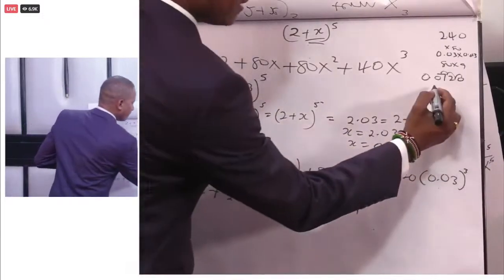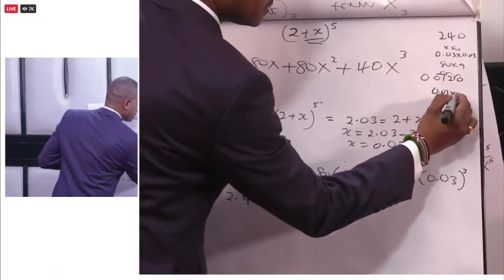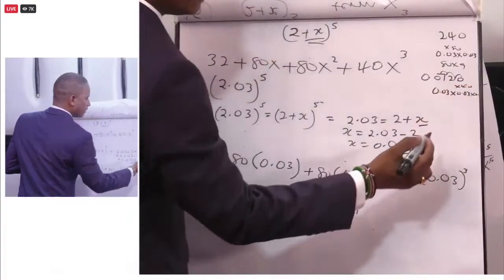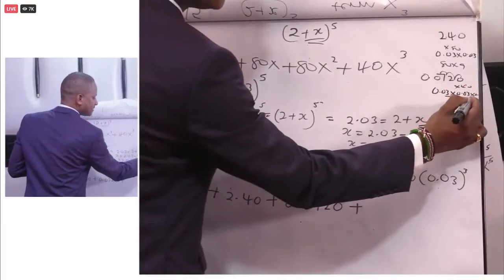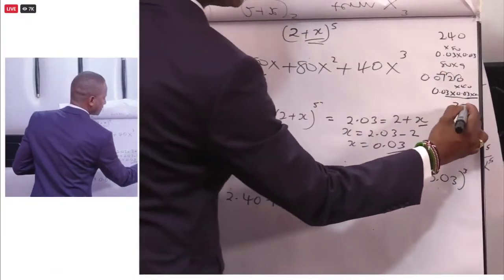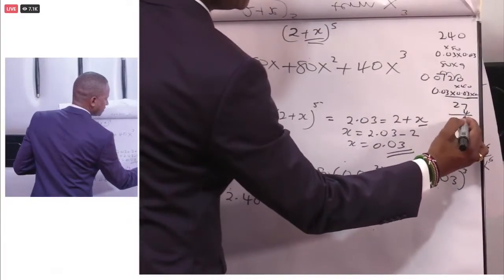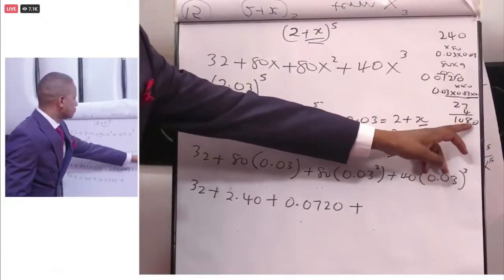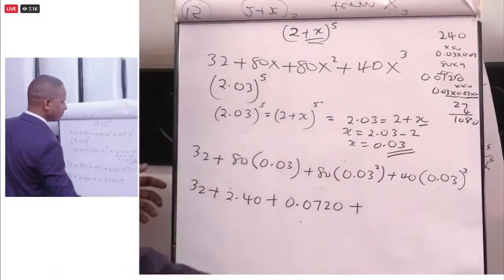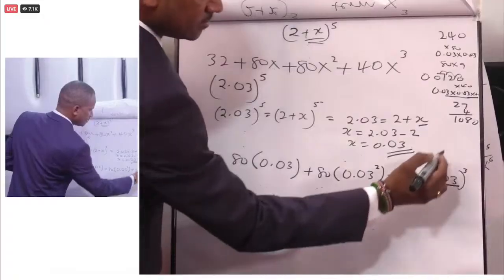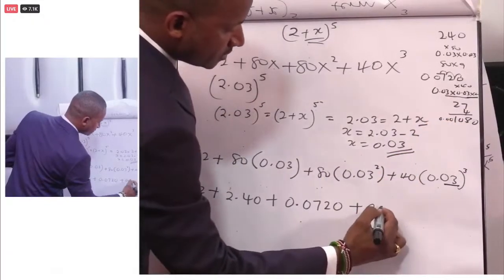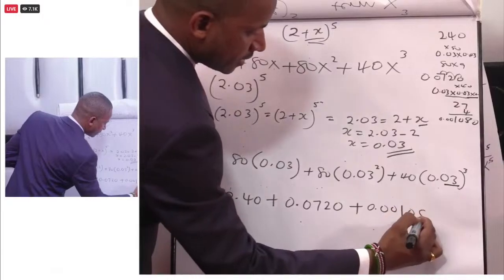Plus the last one is 40 times 0.03 times 0.03 times 0.03. So we have 0.03 times 0.03 times 0.03 times 40. So this is 3 times 3 is 9, times 3, 27. 27 times 40: 27 times 4 is 108, so 1080. Then how many decimals? 6. So 1, 2, 3, 4, 5, 6. So this is 0.001080.